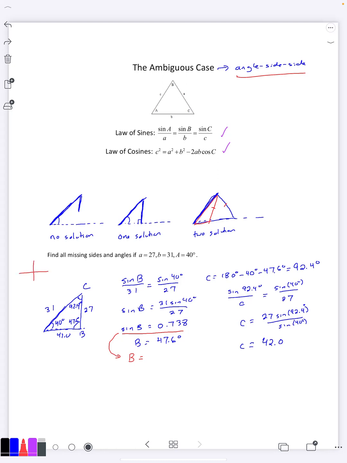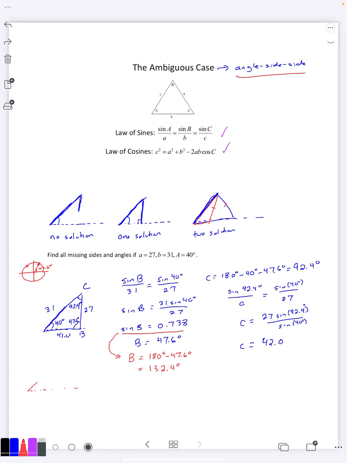And if you think about it, if you draw your unit circle here, there is the angle of 47.6 that gives us the right sine value, but there's also going to be an angle in quadrant 2 that would give us the same value. And so if I find the angle in quadrant 2 with the same reference angle, it would be this, 132.4 degrees.